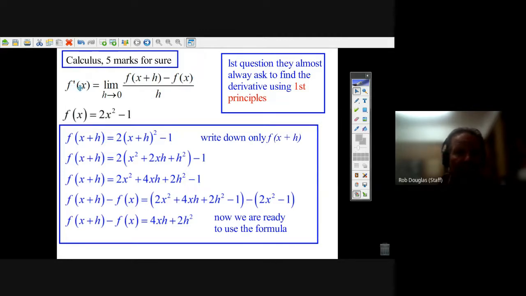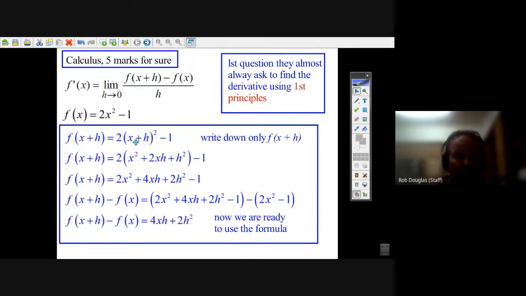F prime of x, that means the derivative, is equal to the limit as h approaches 0 of f of x plus h minus f of x over h. They give you a function. Now, what you should do, instead of writing down all this limit as h approaches 0, you'll get a mark if you just take x plus h, write down f of x plus h equals, now take x plus h and put it in for x.